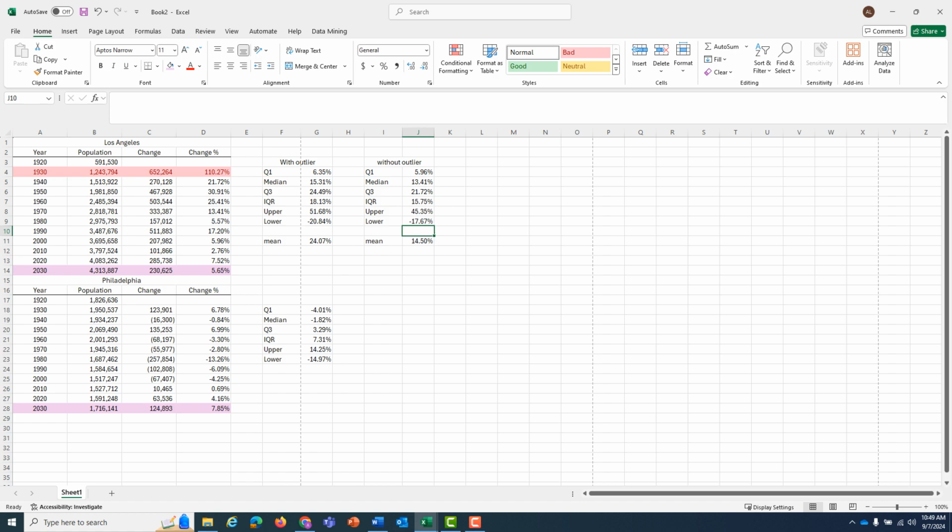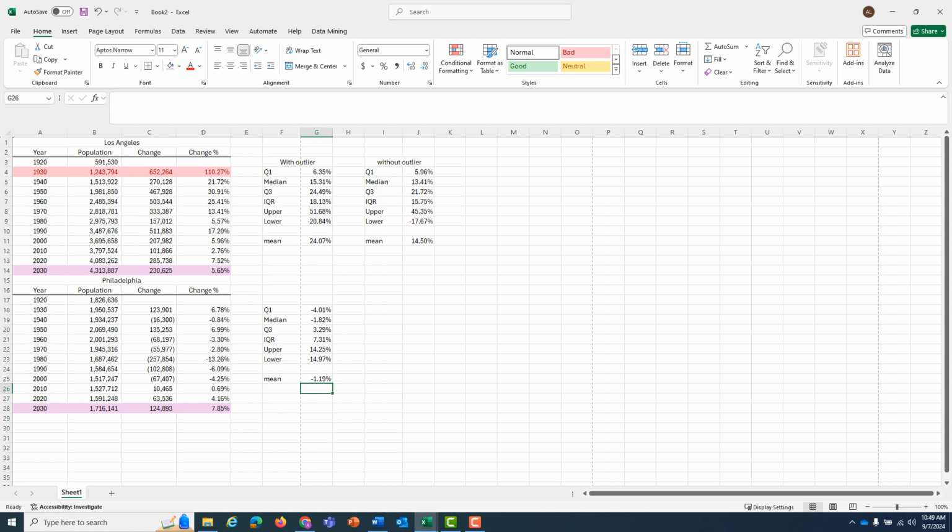And because we didn't have any outliers over here in Philadelphia's set, we don't have to mess around with removing anything from our information. Let's find out what the mean is for Philadelphia. That is going to be the average of all of our observed points, not discarding anything because we don't have any outliers. And that is a decrease of 1.19% during that 100-year period.